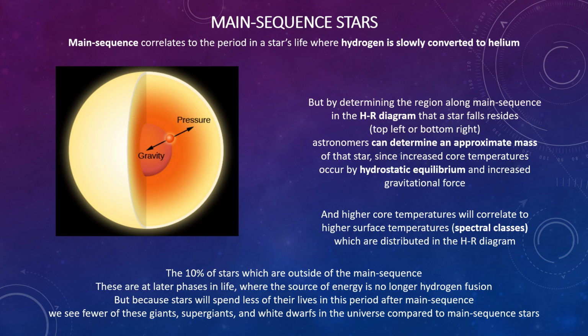About 10% of stars lie outside the main sequence. These are in their later phases of life, where the source of energy is no longer hydrogen fusion. But because stars spend the majority of their life on the main sequence, these periods outside the main sequence are very brief. So we see fewer giants, supergiants, and white dwarfs compared to main sequence stars.